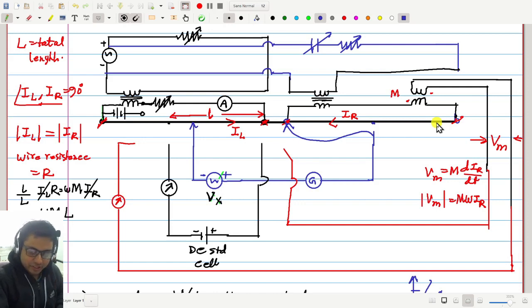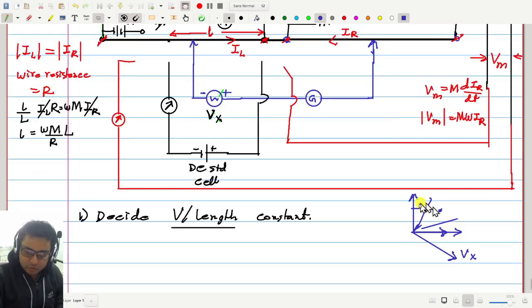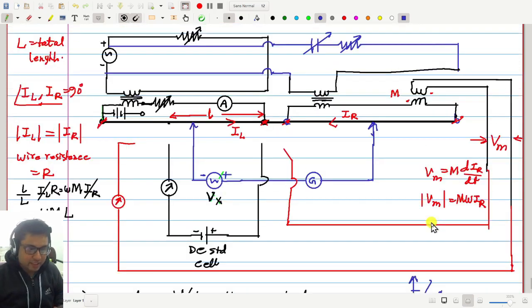Yes, sir. Okay, now you tell me the answer to my previous question, that suppose Vx lies outside this quadrant and therefore you are not getting the null. How will you recognize that this is the case? What will be the indication?